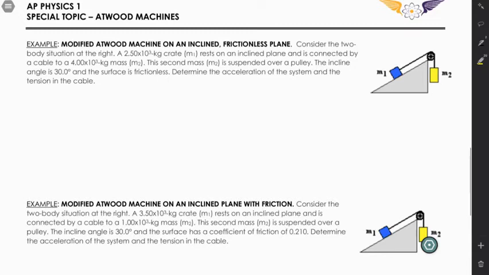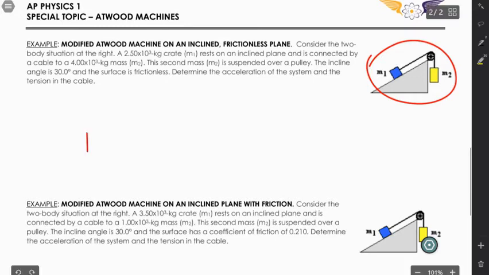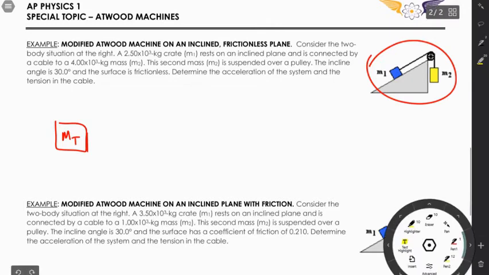Okay, so here's our system. And guys, I would recommend circling. See how I'm circling everything? Here's my system. Boom. I know I've got this giant mass, so here's my giant mass over here, M total.